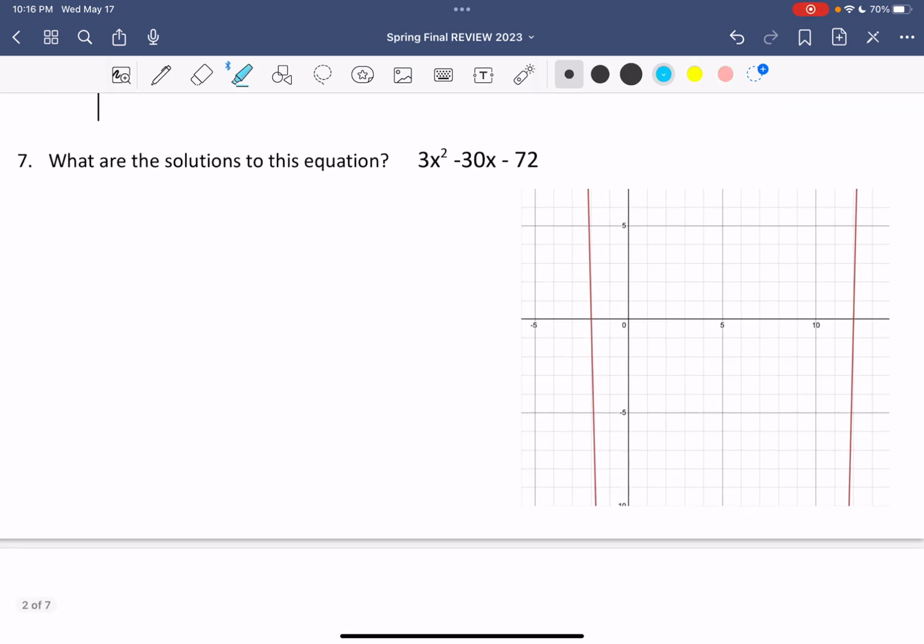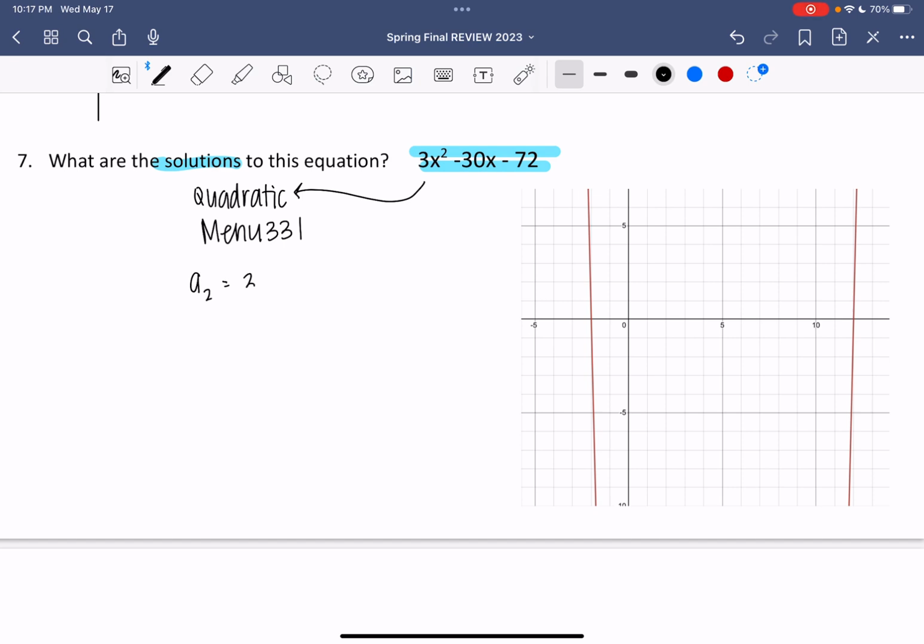All right, what are the solutions to this equation? So anytime it's asking for solutions, remember this is going to be your menu 3-1, menu 3-2, or menu 3-3-1. One of those. Because this is a quadratic equation, you're going to use menu 3-3-1. So when you use menu 3-3-1 in the first box, you're going to put 3. In that second box, you're going to put negative 30. And in that third box, you're going to put negative 72.